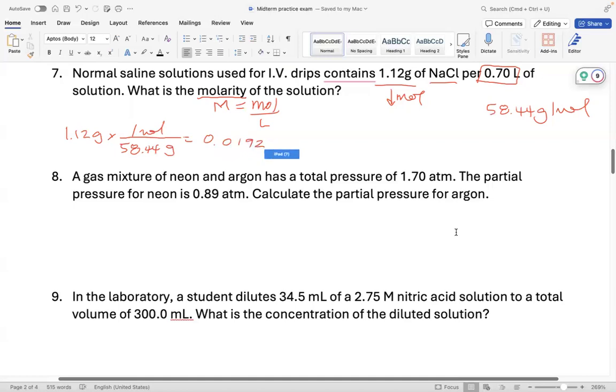0.0192 moles. So now it's a matter of plugging this number for my moles and then the 0.70 for my liters to get my big M. And when I did that and plugged it into my calculator, I got 0.0274 big M.